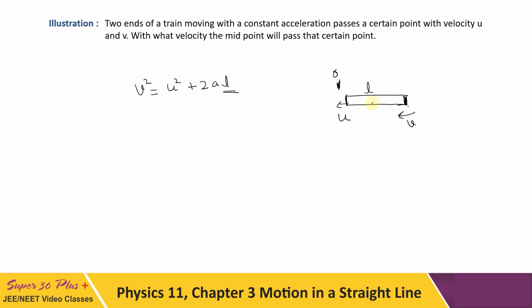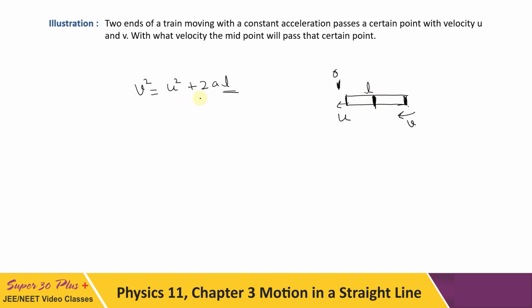It is asking, when the middle portion is passing the point O, what will be its velocity? The middle portion is at a distance L by 2 from the engine. So after the engine has crossed, the train will travel a distance L by 2, and then at that moment the middle of the train will cross the point O. So we have to write what the velocity will be for this portion.